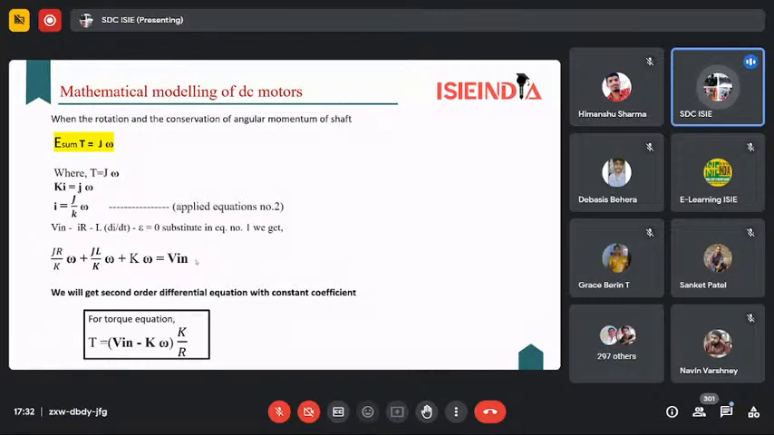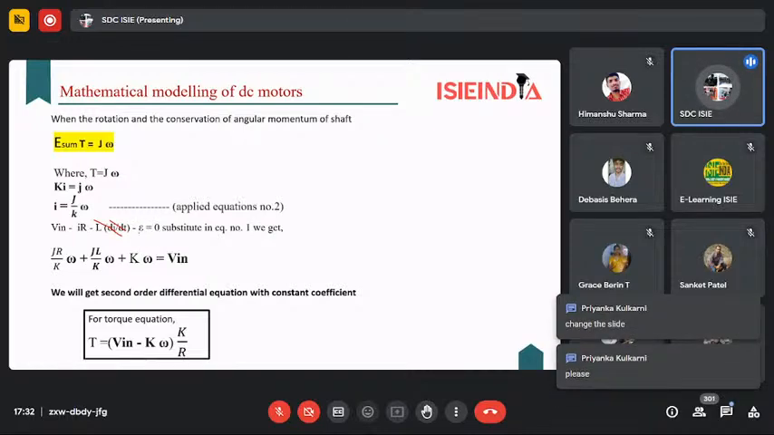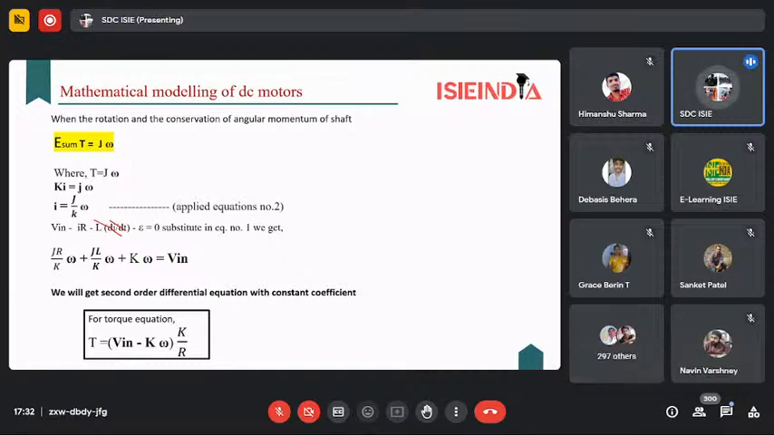In most cases, inductors have very low impedance as compared to the resistance of the coil. So we will assume that inductance is negligible. If the inductance part is negligible, then we come to V_in minus IR minus epsilon is equal to 0. When we substitute that formula, we place epsilon equal to K omega, and for the IR, we place T by KR. So we will get a torque equation formula.